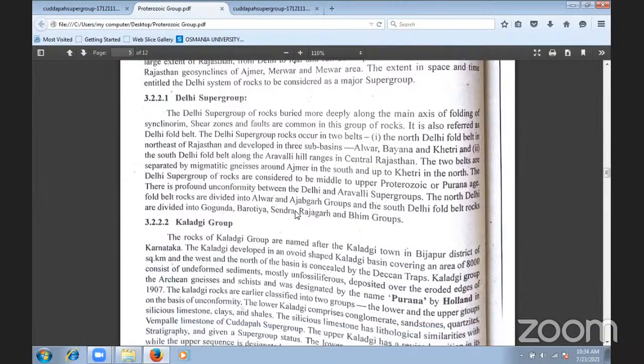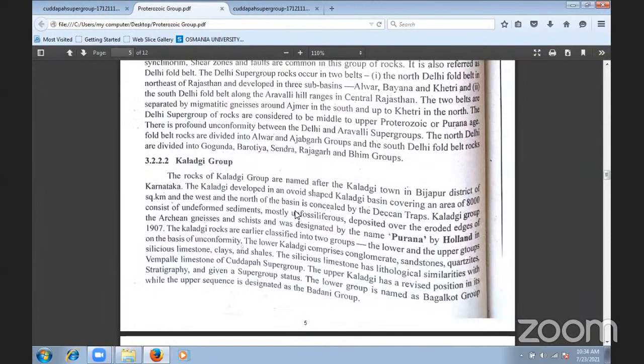And next we go to the Kaladgi group, located in Karnataka, in the district of Bijapur. The Kaladgi is developed in a wide shape, covering about 8,000 square kilometers in the west and north basins, and is covered by the Deccan traps. The Kaladgi again consists of undeformed sediments, mostly unfossiliferous, deposited over the eroded edges of Archean gneisses.